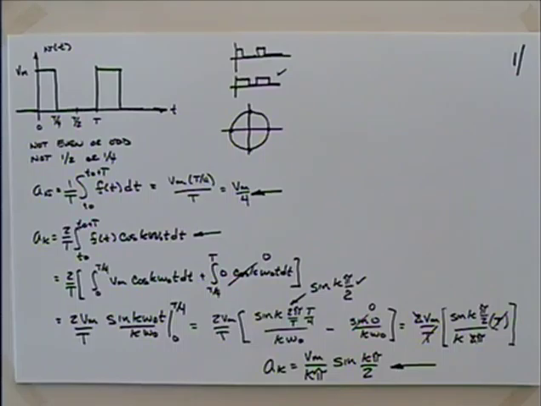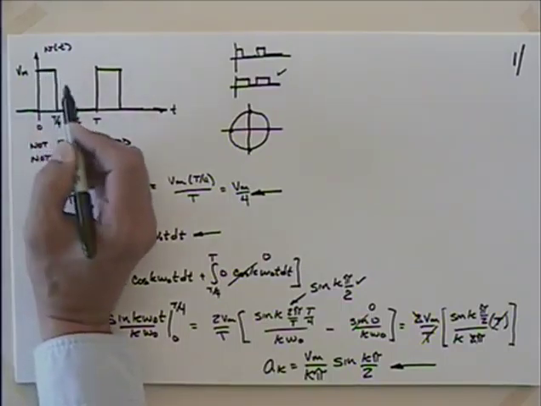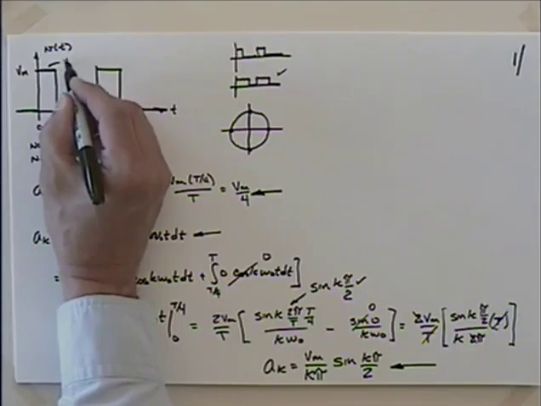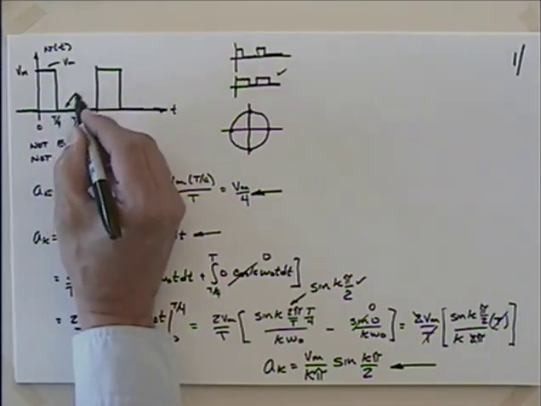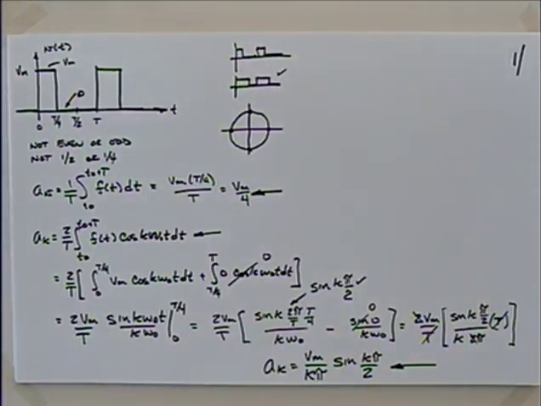Oh, right, we have that. And so the reason that you did it from 0 to t over 4, and then from t over 4 to t, was because you have a discontinuity in your function, right? So you had to account for that. Yeah, this function here is Vm, and this function here is 0. So you had to break it up.